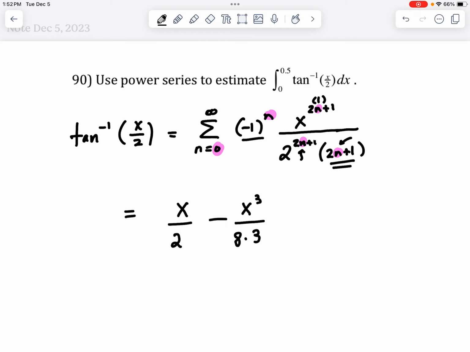And next, if you substitute that n is a 2, so go to all those purple n's, and if you substitute a 2, negative 1 squared is positive 1, so it's going to be positive. And when you substitute a 2 in here, that's going to be x to the 5th. And then on the bottom, it's going to be 2 raised to the 5th, which is 2, 2, 2, 2, 2. So that's 4, 4 times 2, so that's 32. And then when you substitute a 2 right here, that's going to be 5.